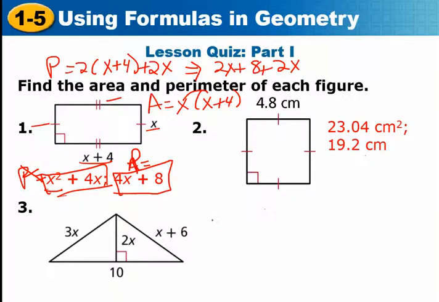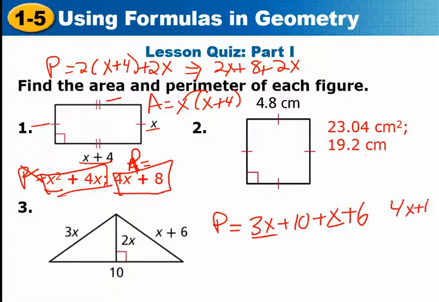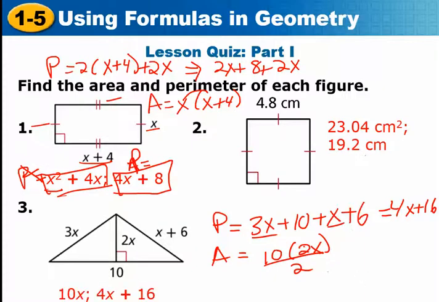In number 3, the perimeter is just add them all up in whatever order you like. Combine your like terms, and you should get 4x plus 16. The area is equal to the base, looks like that is 10, times the height, which is perpendicular, and then we have to divide that by 2, or you can take 1/2 base times height. So we should get for the area 10x, and for the perimeter, 4x plus 16.